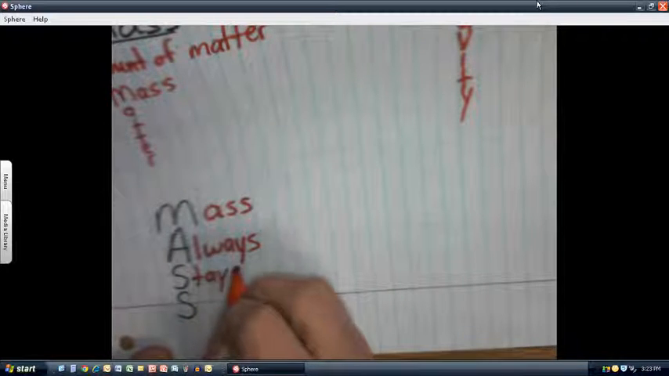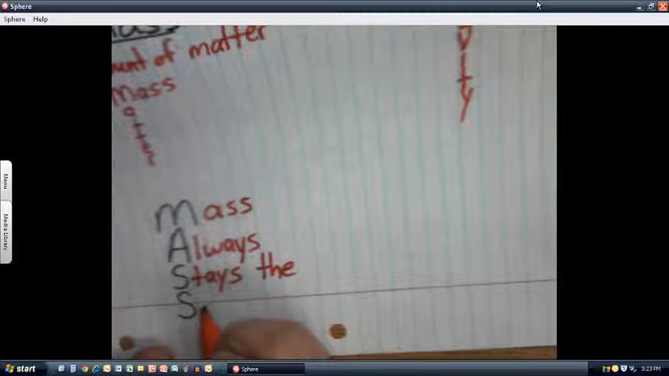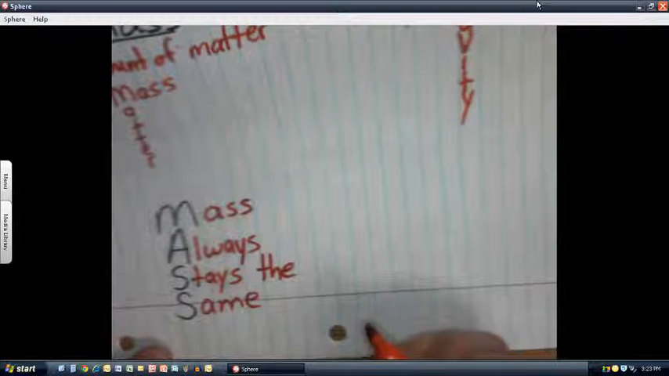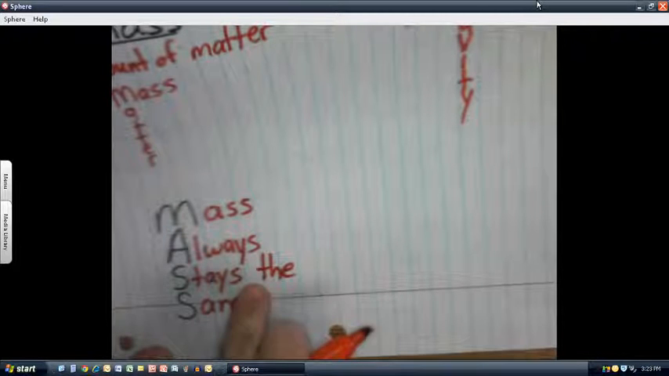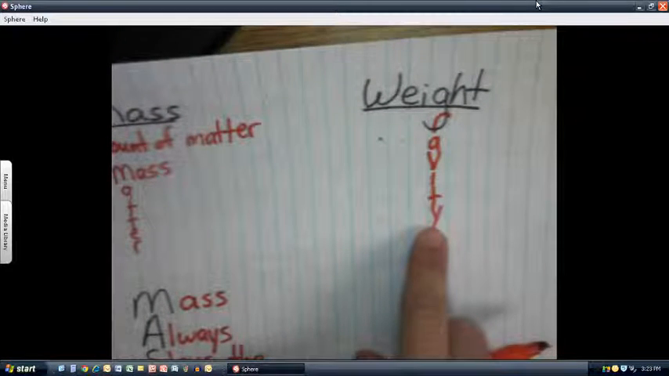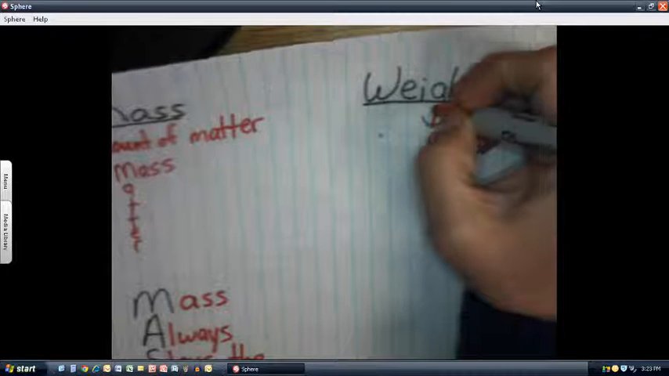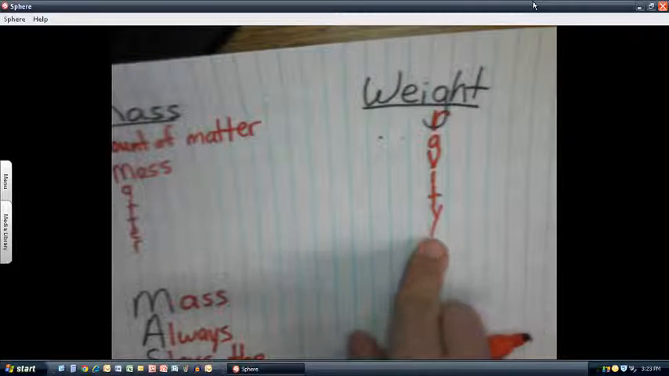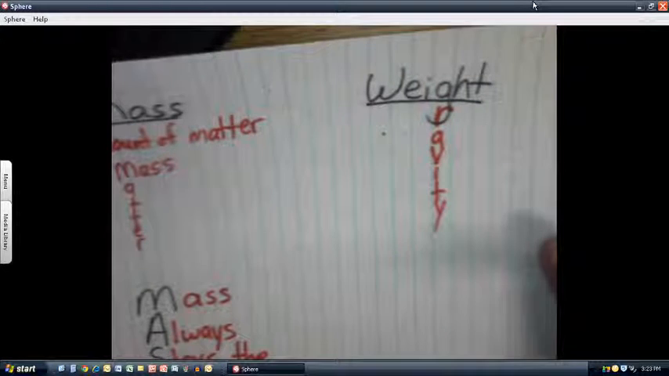Mass always stays the same. So that's another way to help me remember mass always stays the same. This does not change. The amount of matter an object has does not change. Its weight will change due to gravity. Its weight changes, for example, if I go to the moon or anywhere else that has a different pull of gravity.